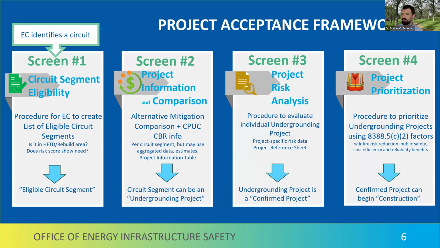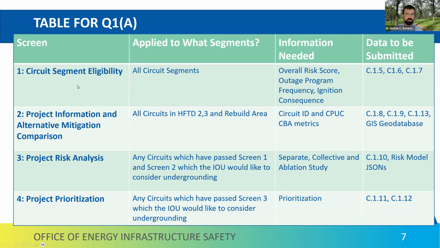The screen 3 analysis is only applied to undergrounding projects, which the IOU would like to continue with. This is where we develop the separate collective and ablation analyses. Once this has been performed, the project becomes a confirmed project. Confirmed projects are then pushed through screen 4, dealing with prioritization. So on the next slide, I've prepared a real quick table just to summarize all of this information.